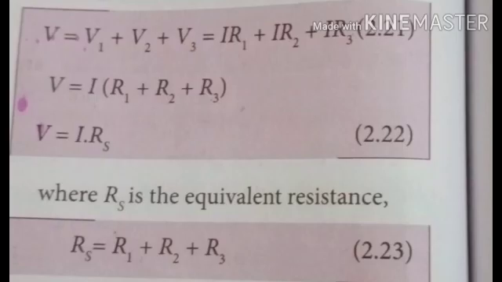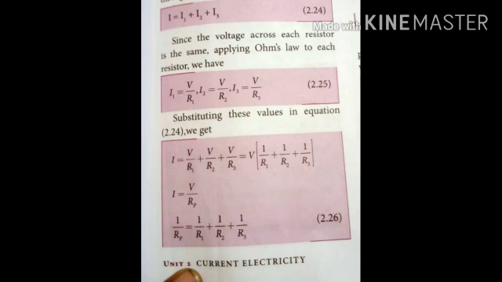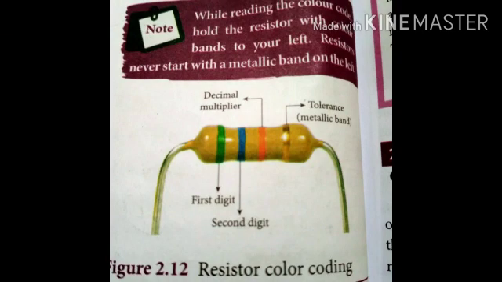Now we see resistors in series and parallel. Series connection means when two or more resistors are connected end to end. In the series combination, current is the same, voltage is different. If you derive it, we get Rs equal to R1 plus R2 plus R3. In the parallel combination, voltage is the same. When we derive it, we get 1 by Rp is equal to 1 by R1 plus 1 by R2 plus 1 by R3.